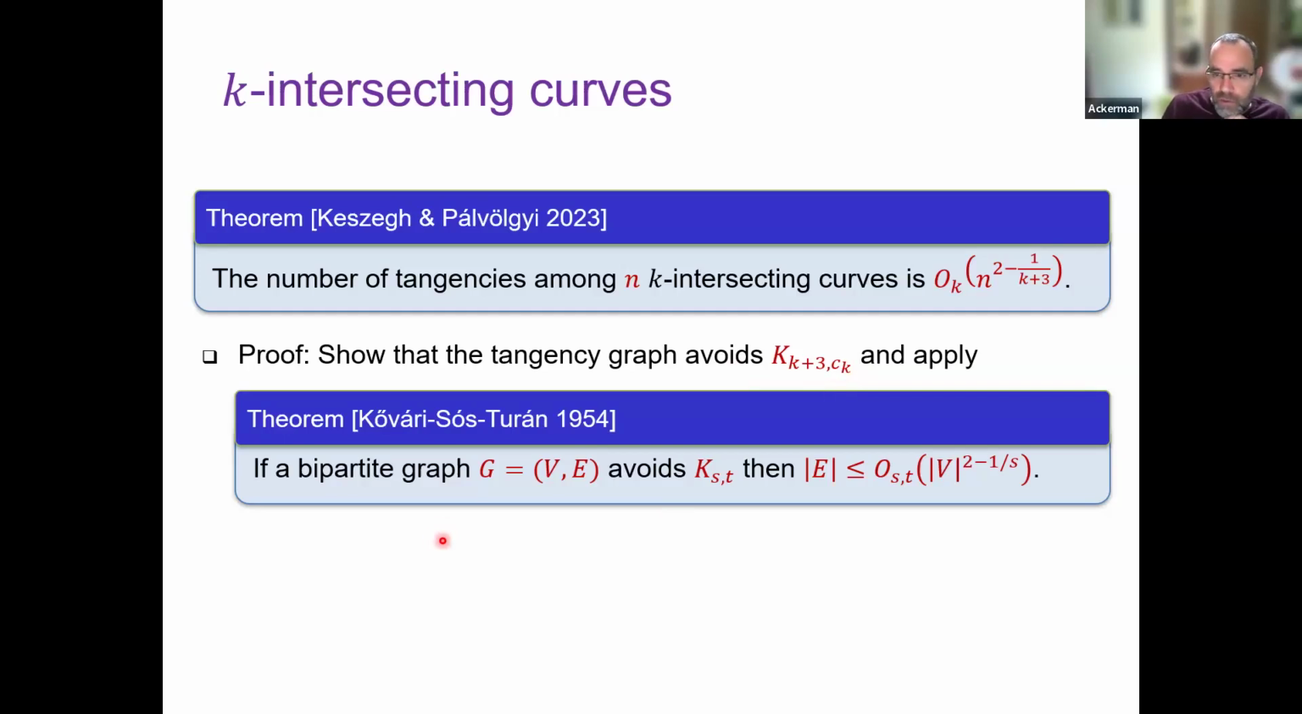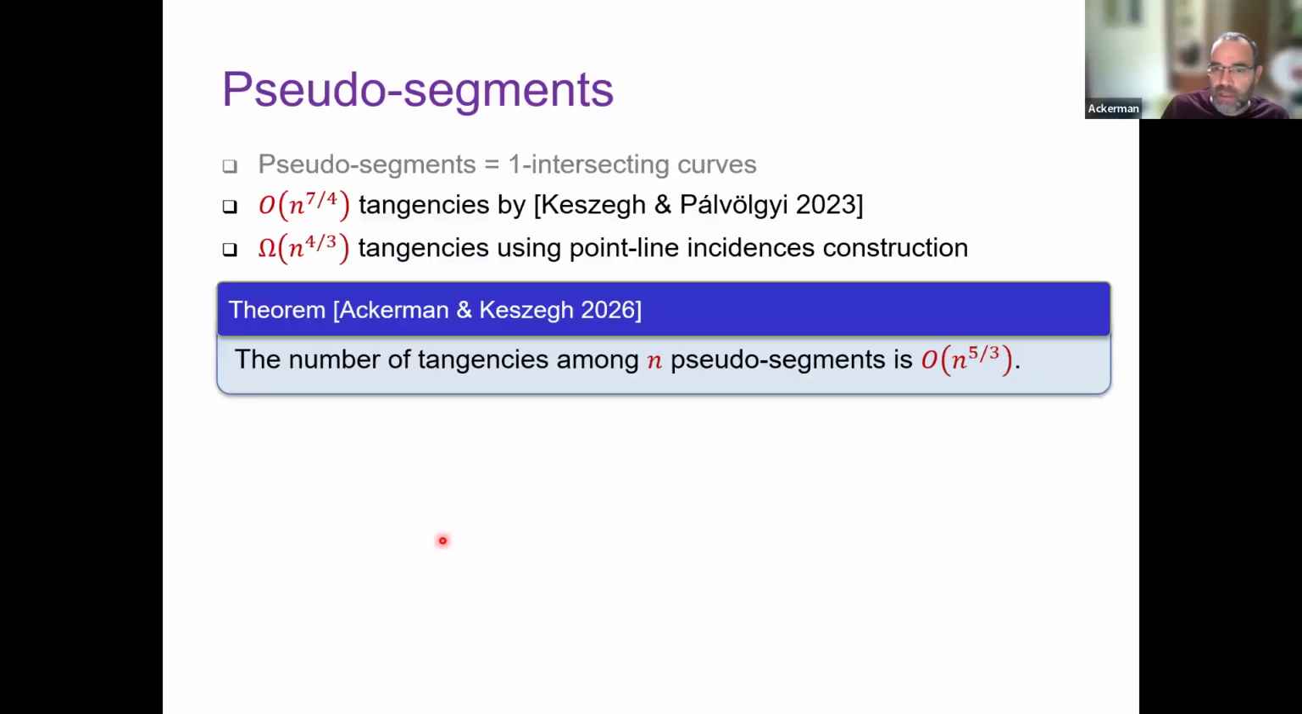And so this is for every k, and if you take k equals 1, you get to the case of pseudo-segments, then the result gives the bound of n to the power of 7 over 4. And again, in this case, we have a lower bound from the point-line incidences of n to the power of 4 over 3. And in a recent work with Kaplan, we improved the upper bound for this case to n to the power of 5 over 3.